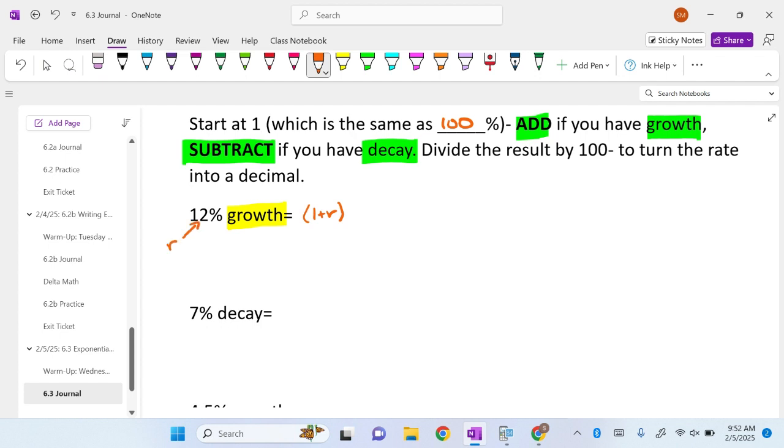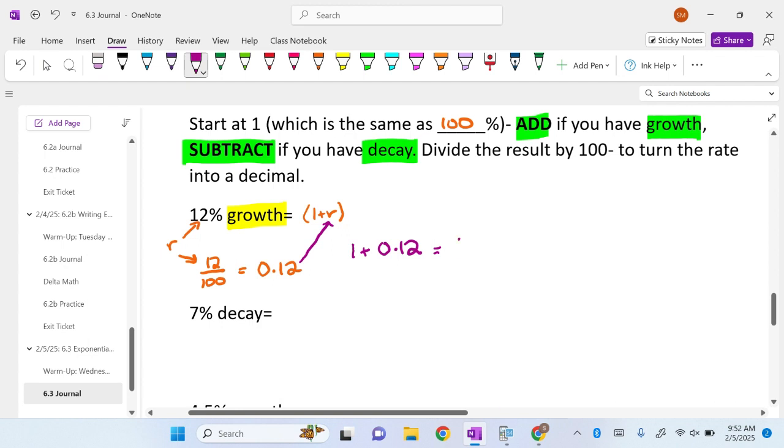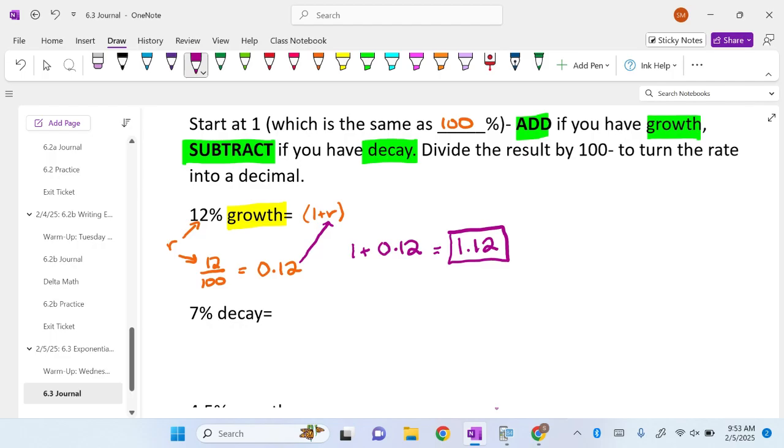The R comes from 12%, but I'm going to convert it to a decimal by dividing 12 by 100. You can put that in your calculator real quick, but you should get 0.12. Now I'm going to place that R value back into my formula. So this is going to be 1 plus 0.12. That's a very simple calculation. You would get 1.12. So this would be your growth factor, or your B value in your equation.